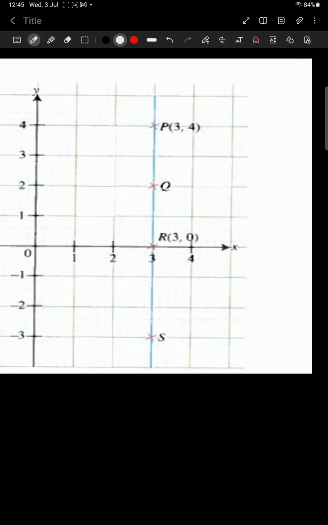Now here we have a vertical line. So in the case of a vertical line, the change in x is not taking place. The change in x is 0 now. So we will say that m, the gradient, will be undefined. So in the case of the vertical line the gradient will be undefined, it will be infinity, because the change in x is equal to 0.